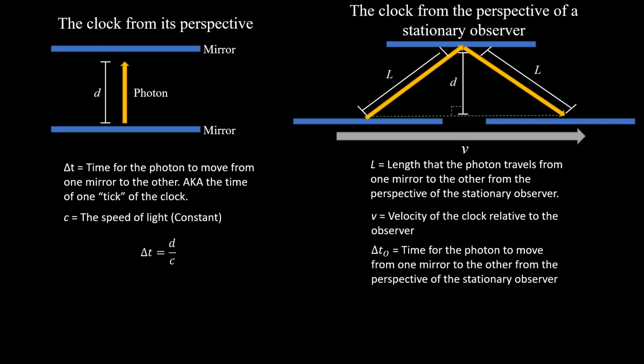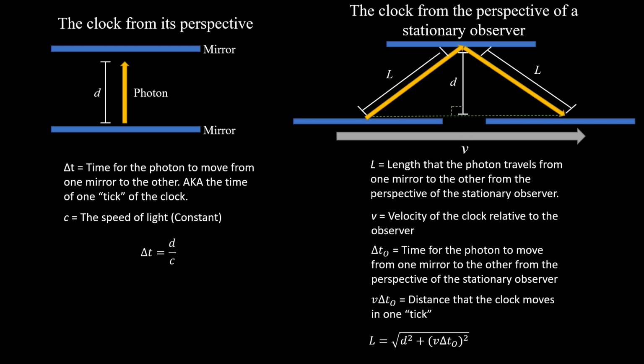The distance that the clock moves in one movement of the photon from one mirror to the other can be expressed by v delta t(O). This is the distance that the clock moves in one tick. We can see that the distance between the mirrors d, the distance that the clock moves, v delta t(O), and the length of the path of the photon L make a right triangle. We can use the Pythagorean theorem to create an equation for the distance L. When plugging in, it will look like this: L is equal to the square root of d squared plus (v delta t(O)) squared.